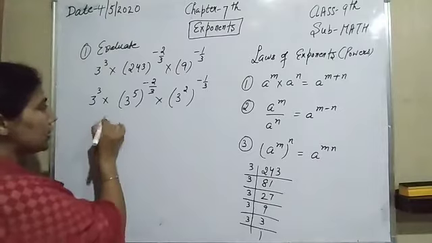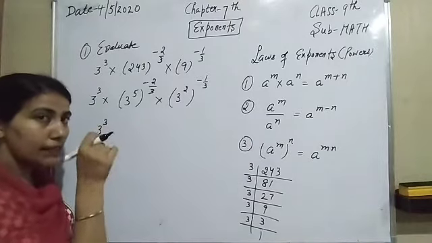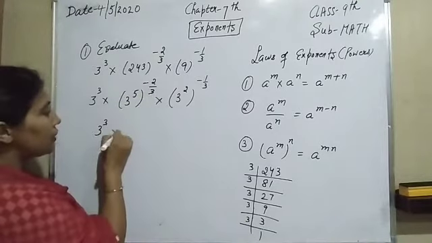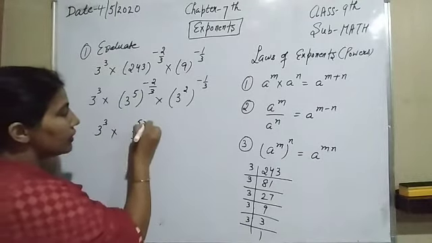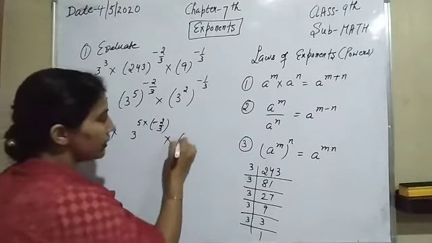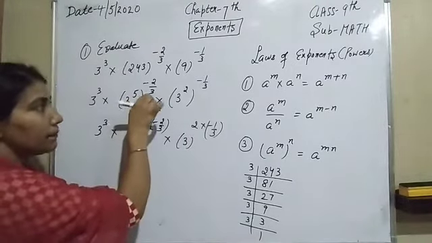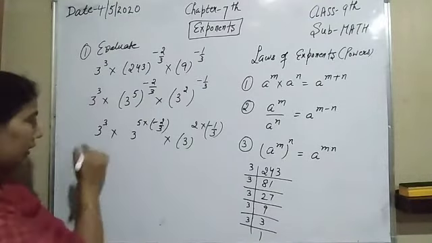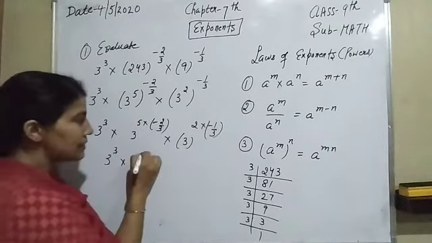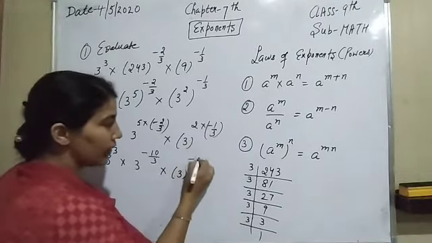Now use the law: whenever there is a power of a power, the powers can be multiplied with each other. Here is a power of a power, that means 5 into minus 2 by 3. So use the third law. Here again is 3 raised to power 2 into minus 1 by 3. Now listen, 3 cube multiply 3 raised to power minus 10 by 3 multiply 3 raised to power minus 2 by 3.